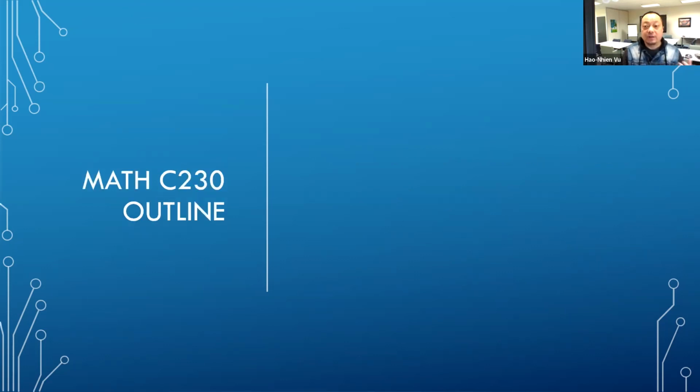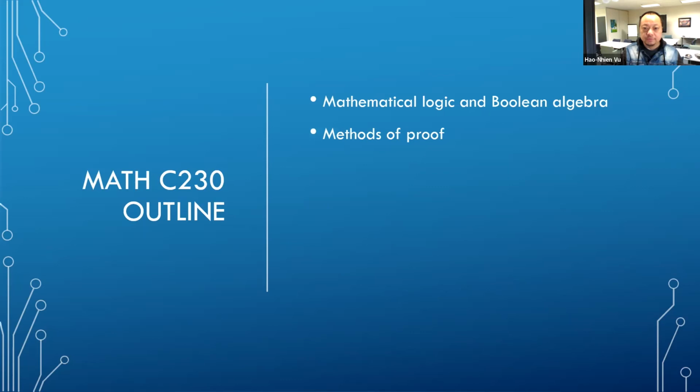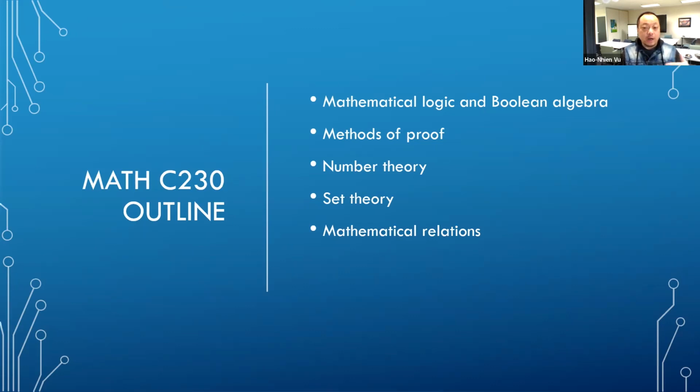Here's a rough outline of some of the things we'll learn in this class. Mathematical logic and Boolean algebra, methods of proof, number theory. When people say number theory, they mean mostly integers and things related to integers. That's why it's discrete. Set theory, mathematical relations such as functions. We'll learn to define functions more abstractly so they can be applied to more than just real numbers or complex numbers. Counting, and one application of counting is discrete probability.